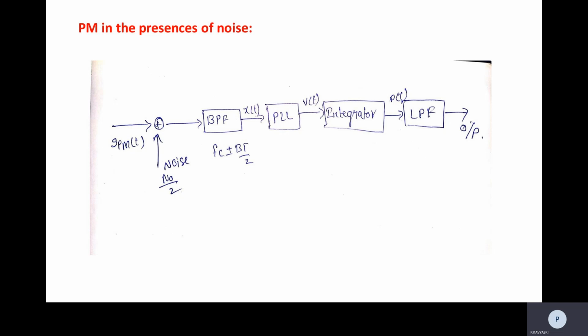And last one, we will see the PM in the presence of noise. So the input is SPM of T, the phase modulated signal, and we are adding noise, and the output is given to the band pass filter, and the output of the band pass filter is given to the PLL. PLL means phase locked loop, and that output is given to the integrator. The integrator output is given to the low pass filter, and finally we will get the output.